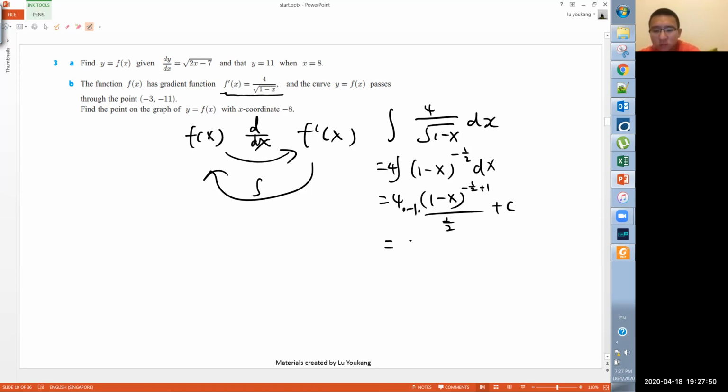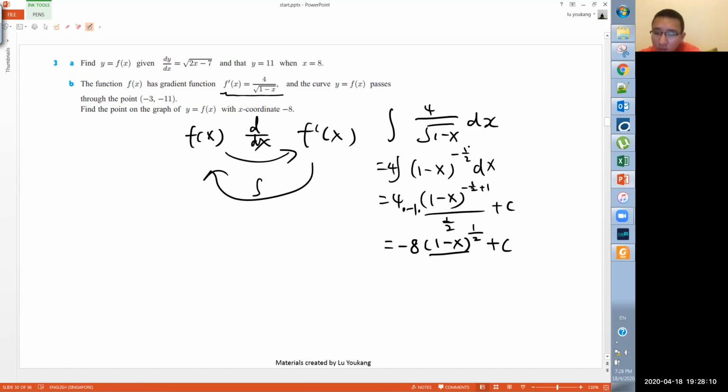So -4, let me tidy up a bit. Half, so it means you times 2. So times 2, this. Okay, so this is your graph function.